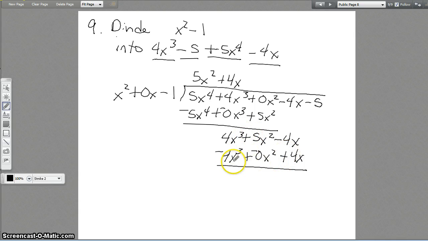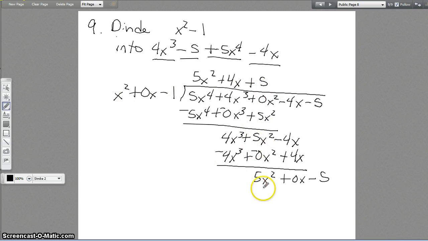4x cubed minus 4x cubed is 0. 5x squared minus 0x squared, that is 5x squared. Negative 4x plus 4x, that's 0x. And then we need to pull down our last term. We need 3 terms because we have 3 terms over here. So x squared times what is 5x squared? Well, we just have to multiply it by 5.